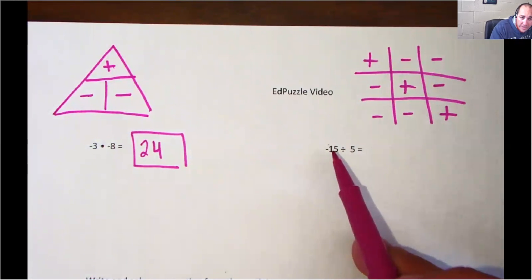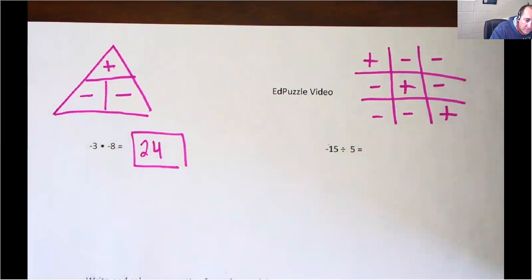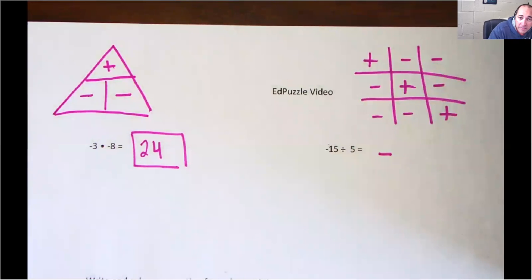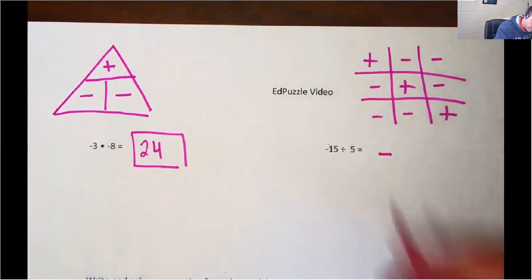Next one. We have a negative and a positive. So since the signs are different when multiplying or dividing, is your answer positive or negative? In this case, it's negative. 15 divided by 5. Or how many $5 bills to give you $15? 5, 10, 15. 3 of them.